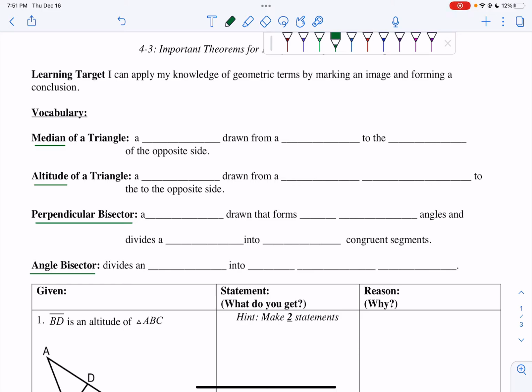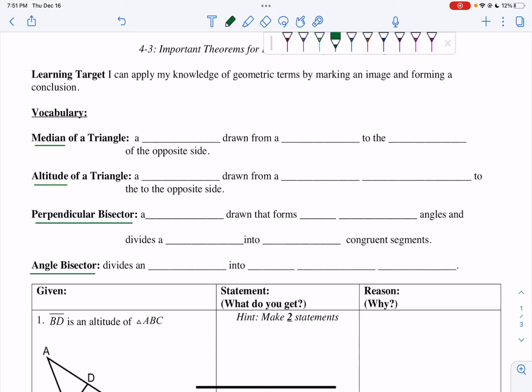After we do this note sheet, there's a classwork assignment that you need to complete based off this. So similar images, and then just making conclusions, okay? So let's go over the definitions.